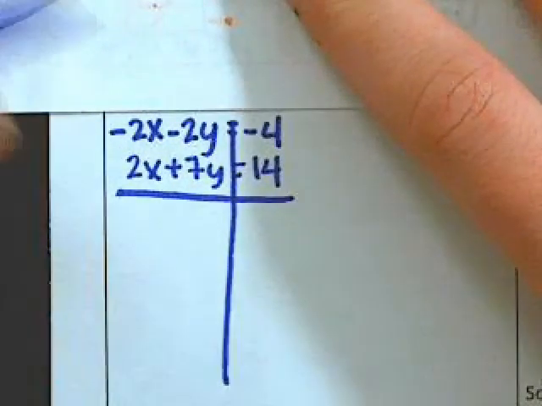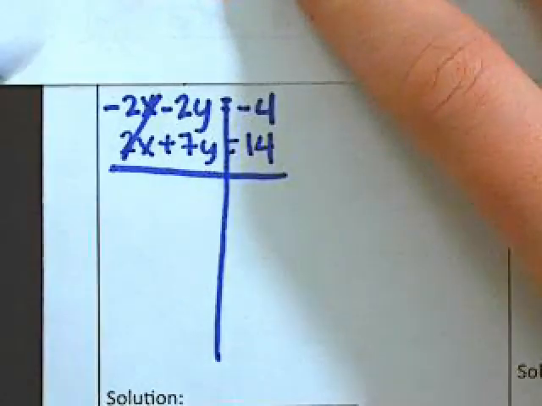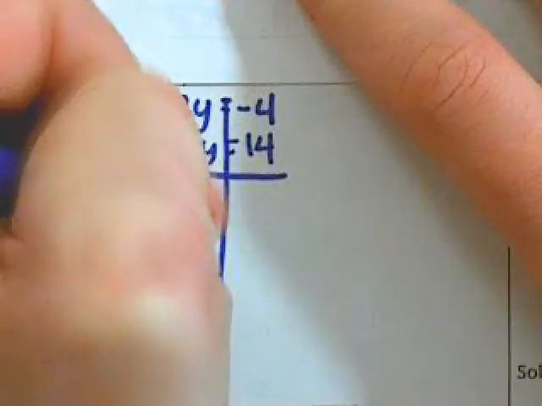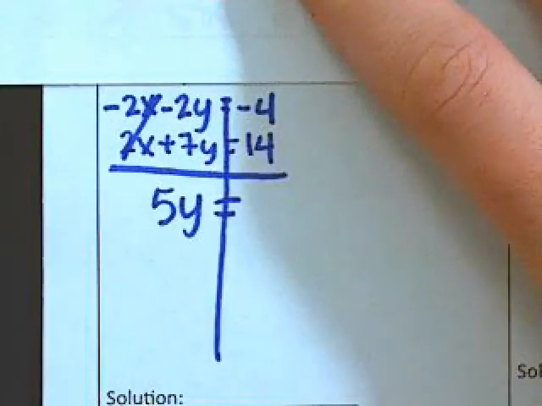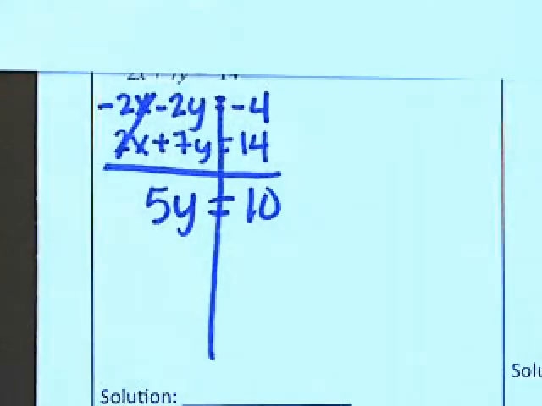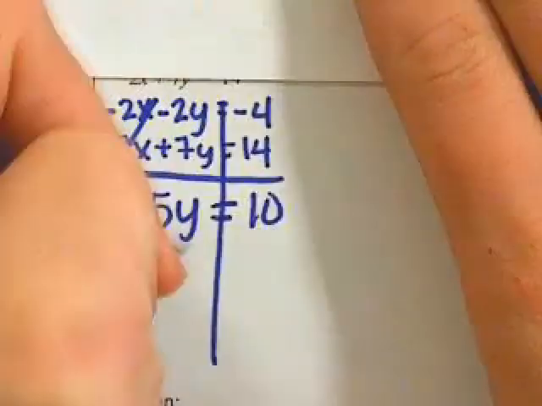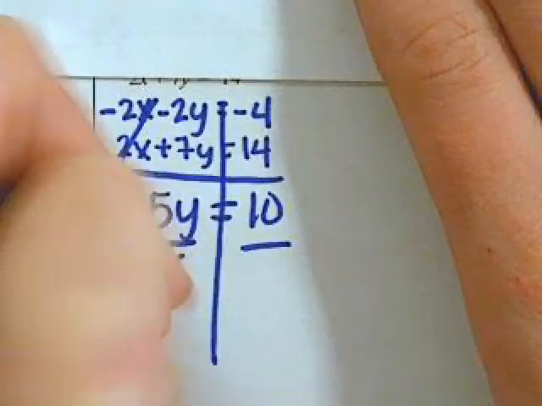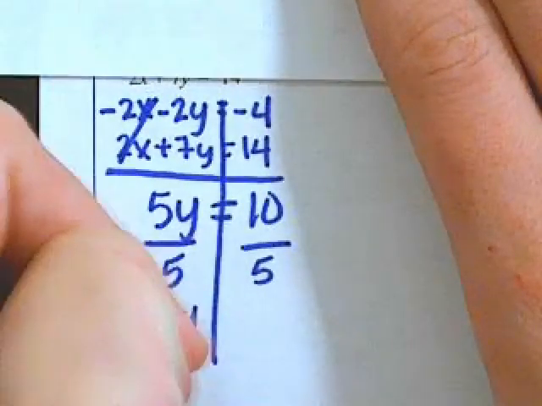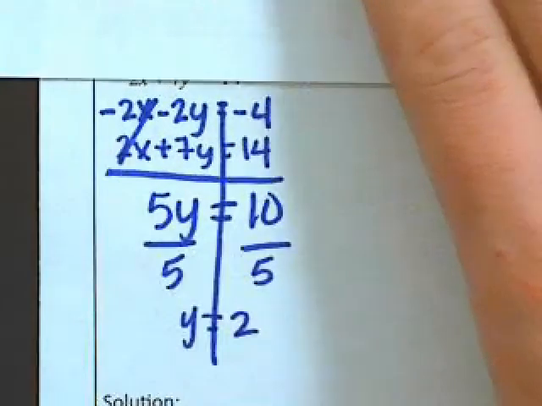-2 plus 2, 0. -2 plus 7, 5y equals -14. Sorry, -4 and 14 is 10. How do I get y by itself? Divide by 5. Y equals 10 over 5 is 2.